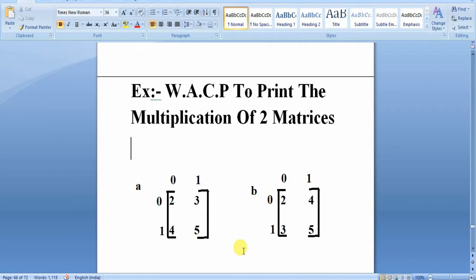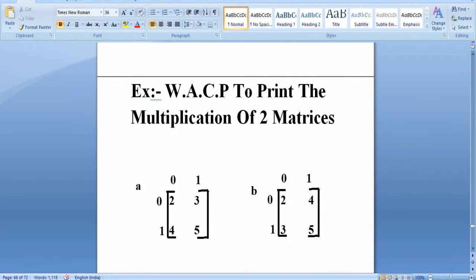This is the A matrix. In the A matrix, 0th row 0th column is 2, 0th row first column is 3, first row 0th column is 4, and first row first column is 5. Similarly, in the B matrix, 0th row 0th column is 2, 0th row first column is 4, first row 0th column is 3, and first row first column is 5. Now we need to implement the multiplication of these two matrices. So how will we calculate it?